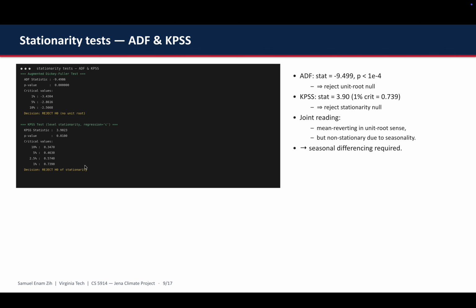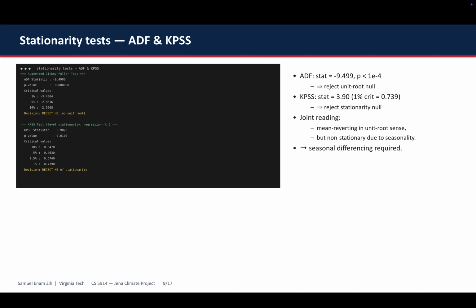At first glance, this looks contradictory. They are not. Read together, they are saying the series is mean reverting in the unit root sense. There is no random walk, and it's non-stationary because of deterministic seasonality. This is actually the diagnosis Hyndman documents for strongly seasonal time series, and it tells me the right pre-processing step is seasonal differencing, not ordinary differencing.